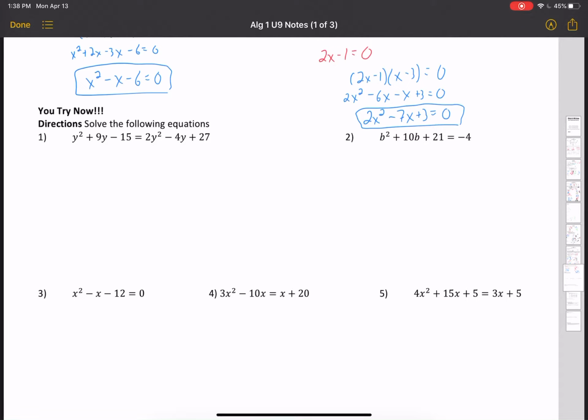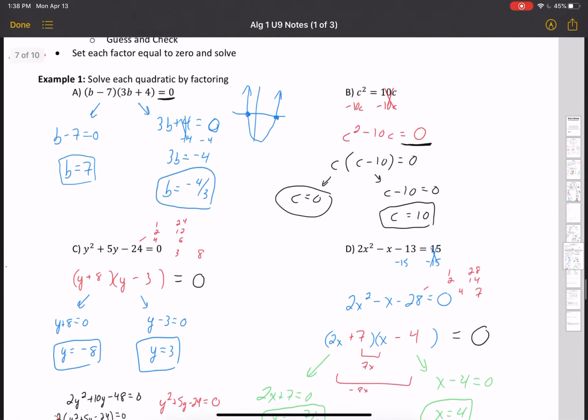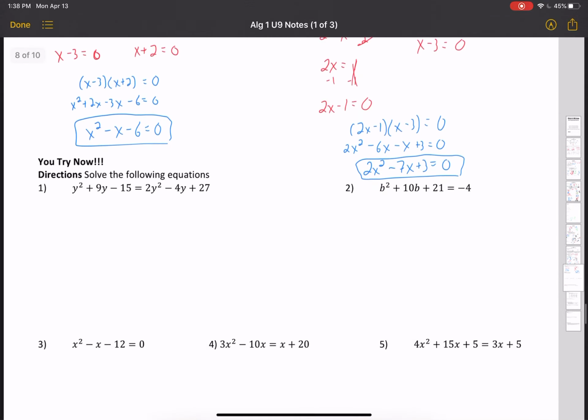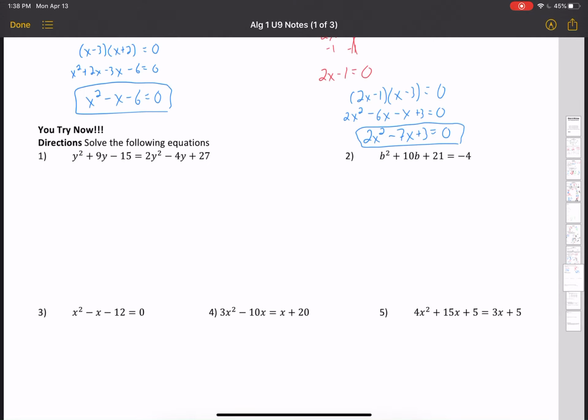All right, let's talk. I want to do number one, real quick, because this goes back to the hint that I gave up here, which said that in this first step the quadratic must be set equal to 0. And you have to make sure your a value is positive. It just makes your life a little bit easier when you're trying to solve these. So we have y squareds on both sides of the equation in this U try now number 1. So the way a is going to remain positive is if I move everything from the left-hand side over to the right-hand side, because we need to set it equal to 0.